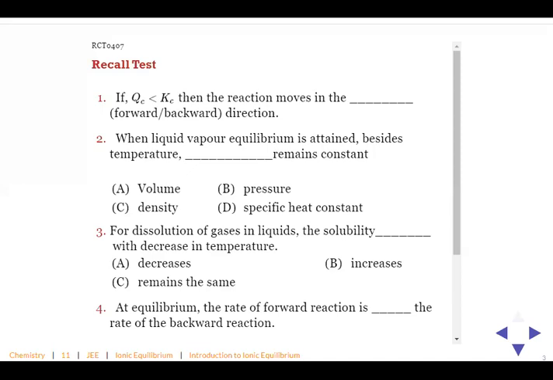Okay, I'll repeat what I have said before. What is the answer of question number 1? If Qc is less than Kc, then the reaction will move in which direction? Yes, very good. It will move in the forward direction. Everyone knows the answer. Very good, everyone. Question number 2.